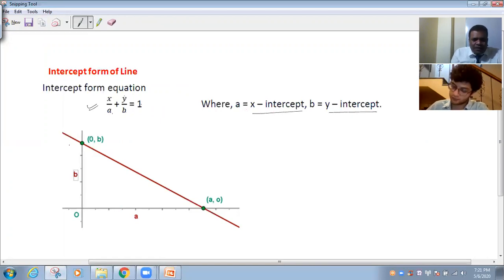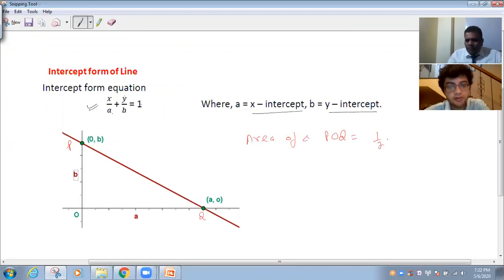Now, if you see this, let's give some name here. Maybe this is POQ. Do you see POQ is a triangle? So can you tell me what is the area of triangle? Right angle triangle. Area of triangle POQ. Half into OP into OQ. This is given A, this is given B, and A and B could be positive or negative, so I put modulus. So this is the way we can find the area of triangle formed by the line and coordinate axis.